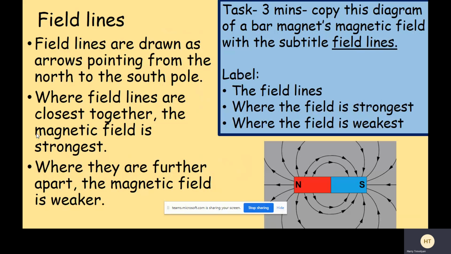So your task for 3 minutes, I want you to pause the video. You're going to copy that diagram down of the bar magnet's magnetic field with the subtitle field lines. And on that diagram, I want you to label the field lines, where the field is the strongest and where the field is the weakest. Remember, close equals strong, far equals weak.